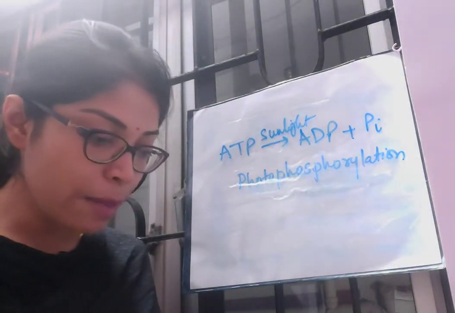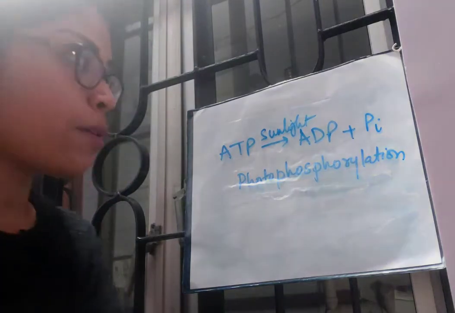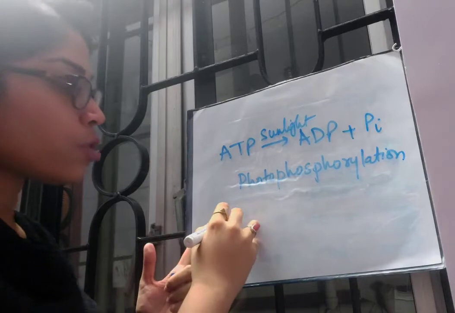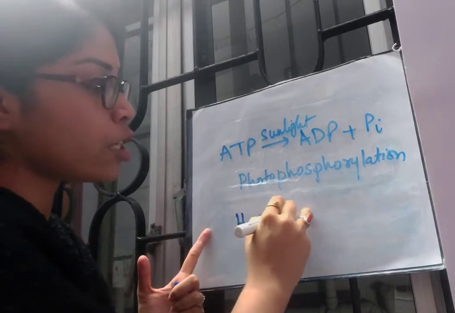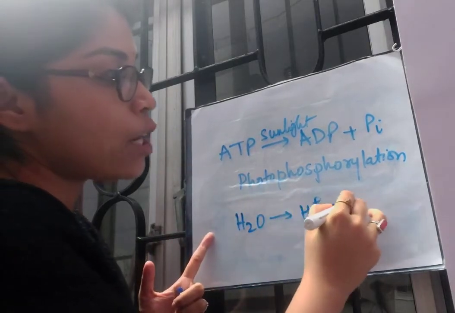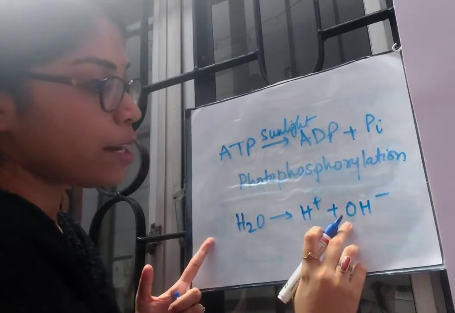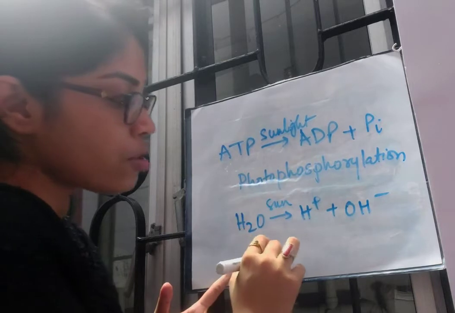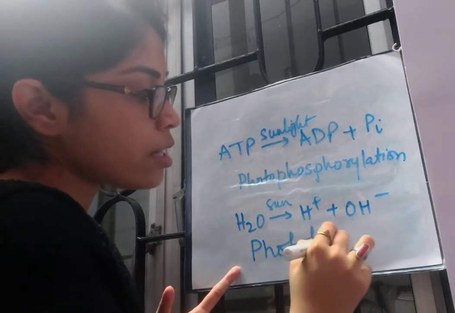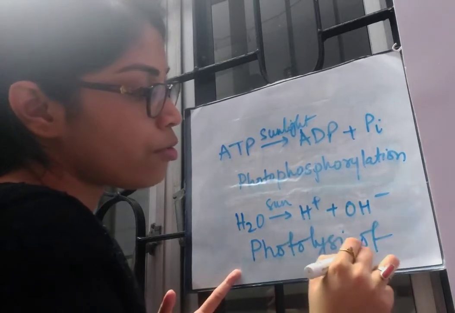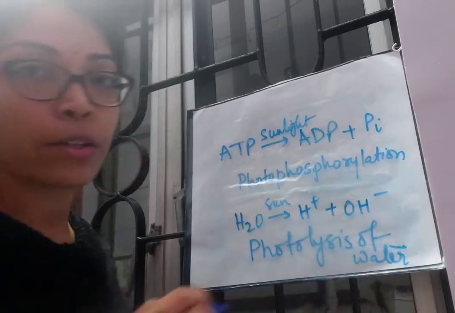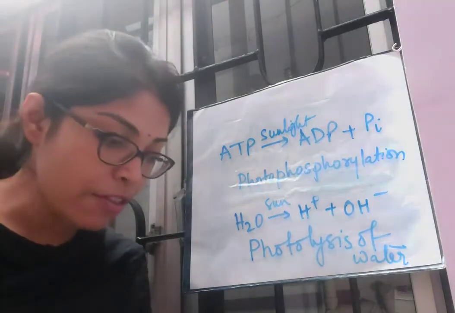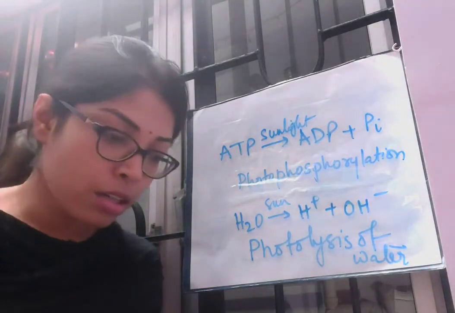Light energy also helps in splitting up of water molecules into H plus and OH minus. This I have told in the previous video, that during this process of photosynthesis, H2O, water, is broken down into H plus and OH minus ions, and this also takes place in presence of sunlight, and this process is known as photolysis of water. So photolysis of water and photophosphorylation are very important for 1 mark questions.